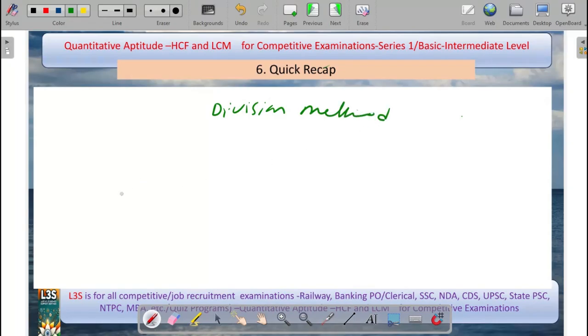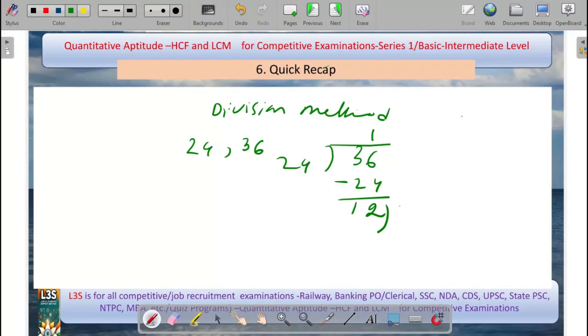Quick example, say 24 and 36. So 36 divided by 24 gives remainder 12. Now 12 is the remainder here, and the divisor was 24. So 12 into 2 is equal to 24. The last remainder will be 0 here. The last divisor is 12, so that will be the HCF. This is how we do it by the division method.